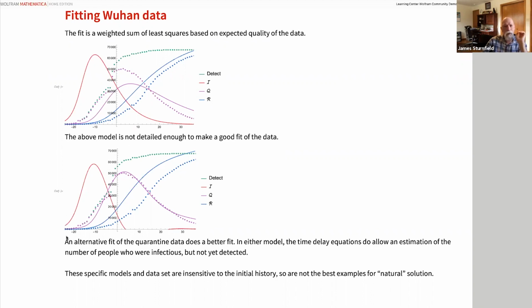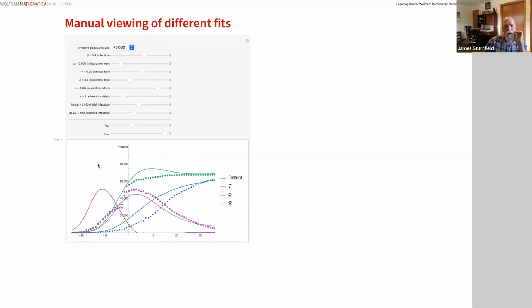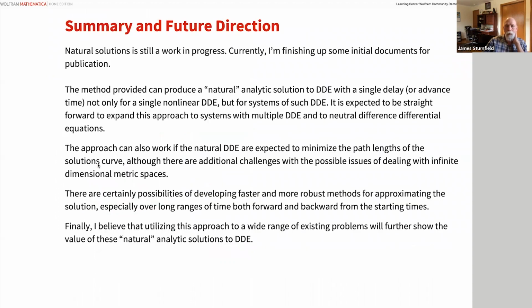So that's a big challenge. But basically we get some decent fit and some idea of the group of infected people. I provided some manual testing of this stuff here for those who want to check it out.